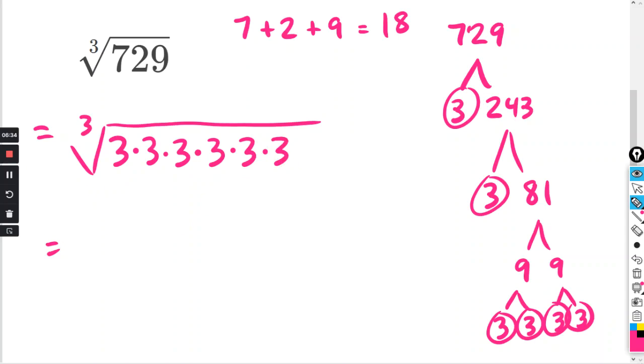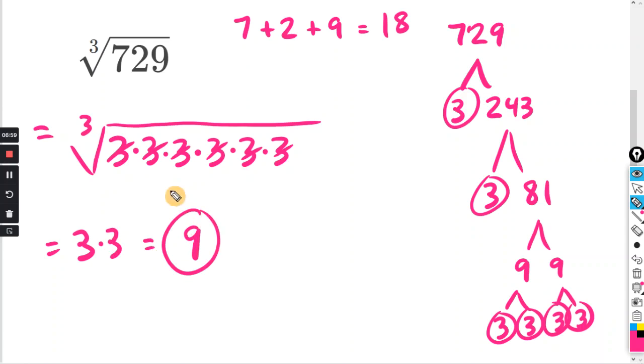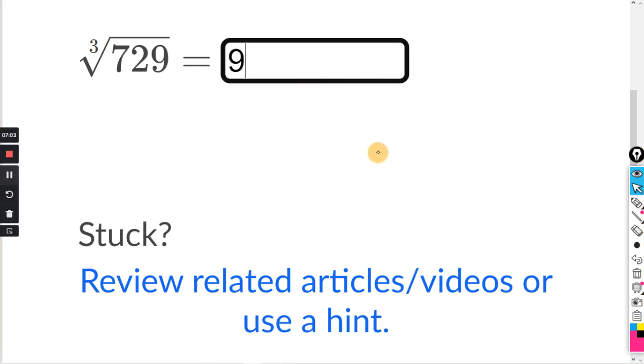Every 3 repeats can be brought outside of the radical, because we're doing cube root. So 1, 2, 3, and bring that one outside. And then 1, 2, 3. Bring that one outside as well. And those are going to be multiplied by each other. 3 times 3 is just 9. So you just enter that in the box.